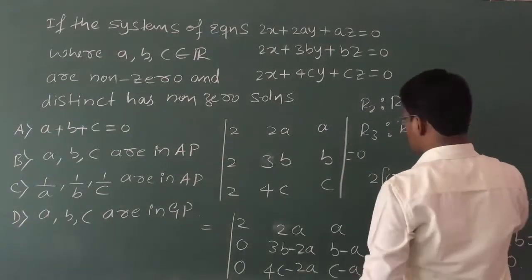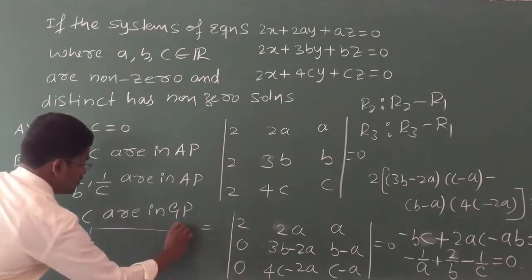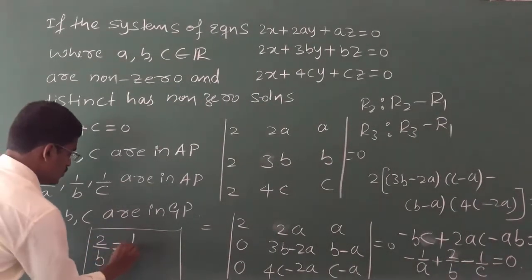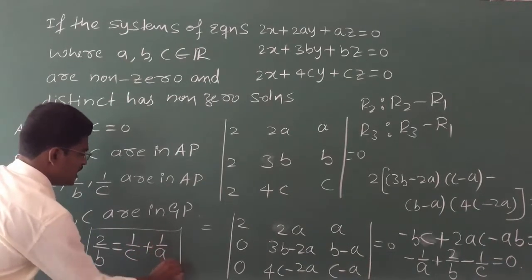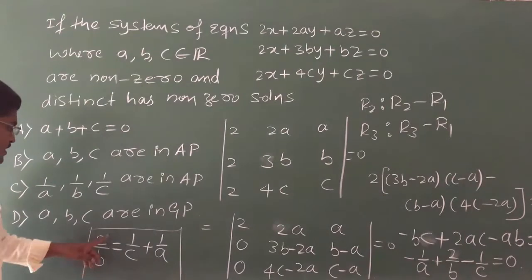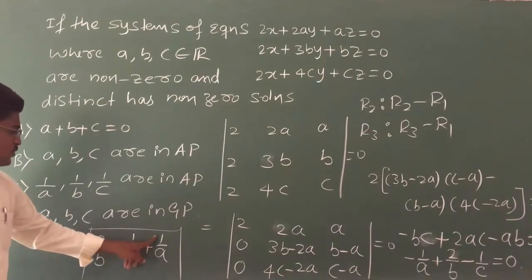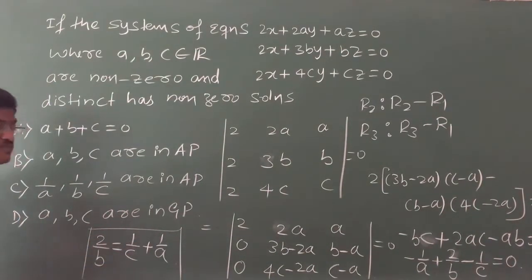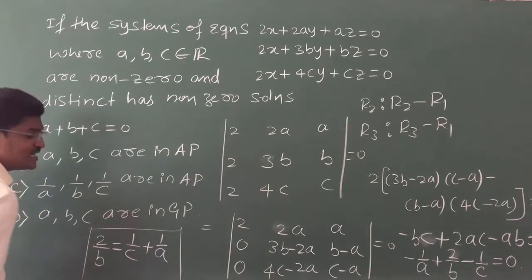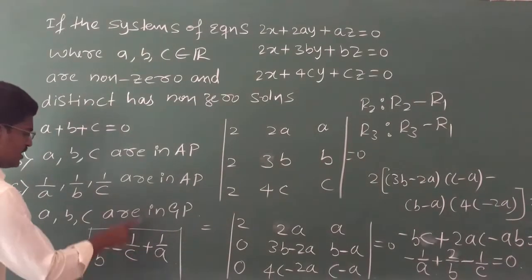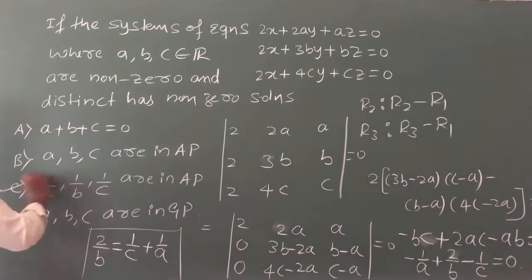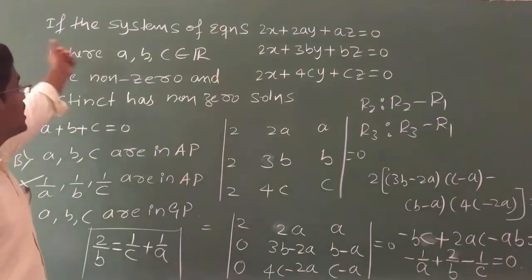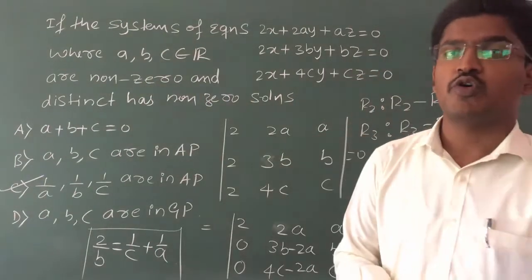So if I use this, you are going to have the relation 2 by b equal to 1 by c plus 1 by a. From this relation you can understand that they are in arithmetic progression. So 1 by a, 1 by b and 1 by c are in arithmetic progression. Clear, students? So we can understand that a, b, c are related with arithmetic progression.